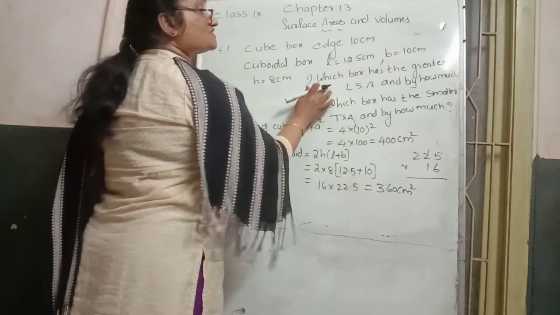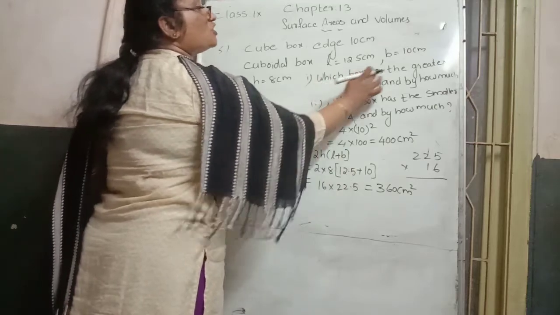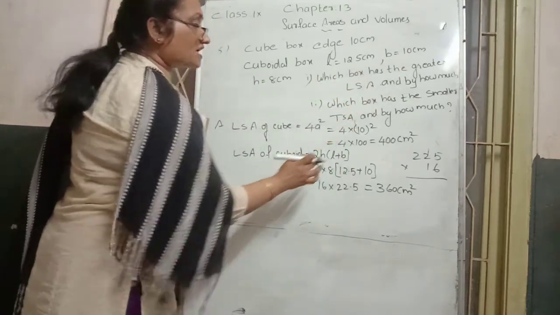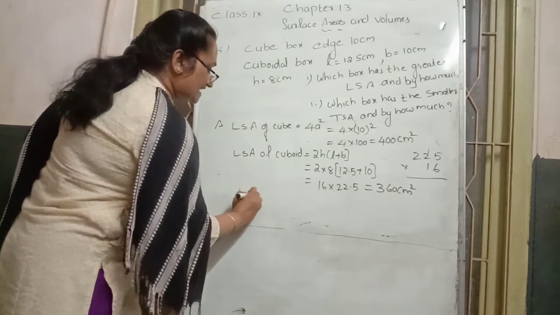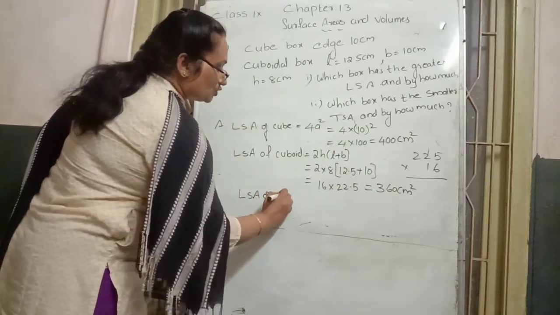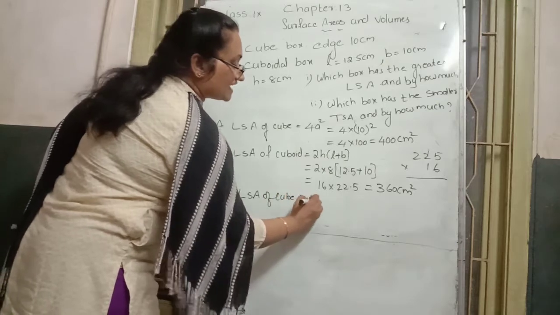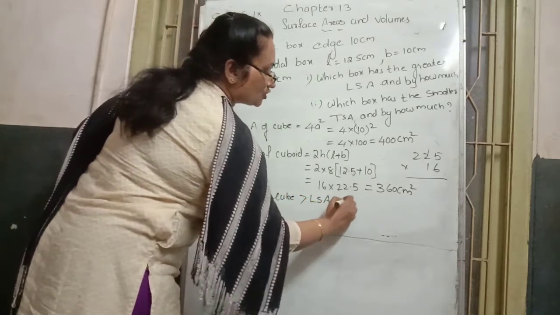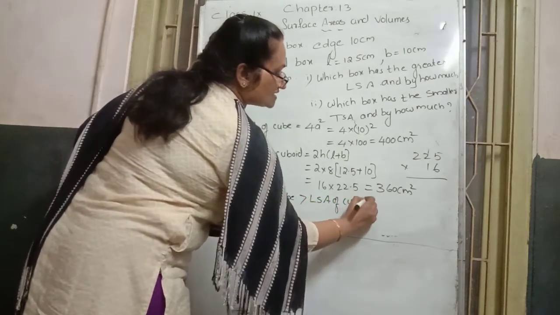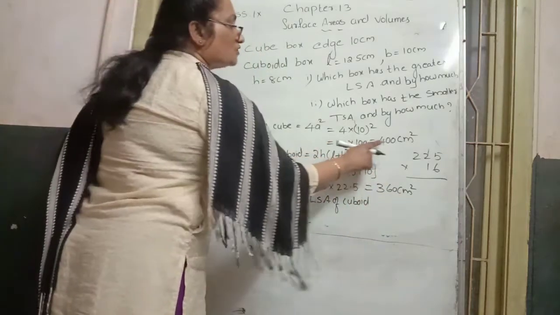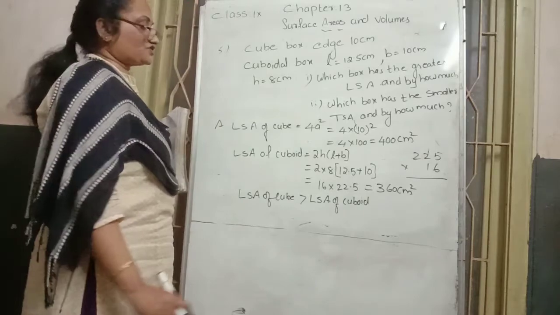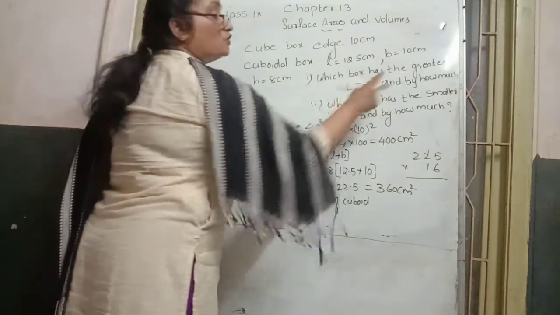Then what is the question asking? Which box has the greater LSA? We can say the LSA of the cube is greater than the LSA of the cuboid. The cuboid has only 360 centimeter square, but the cube has 400 centimeter square. Then, by how much? The question asks for the difference.